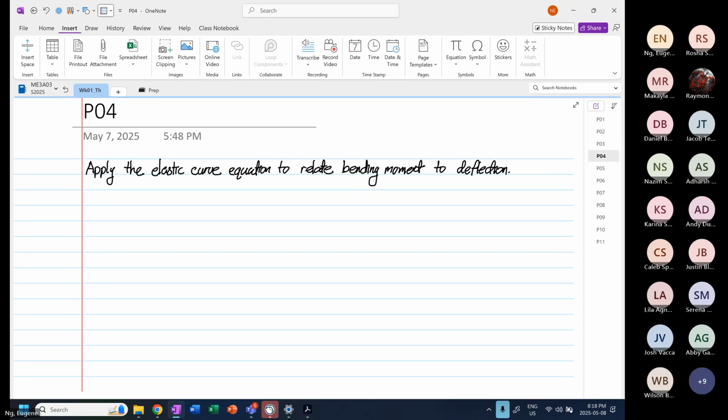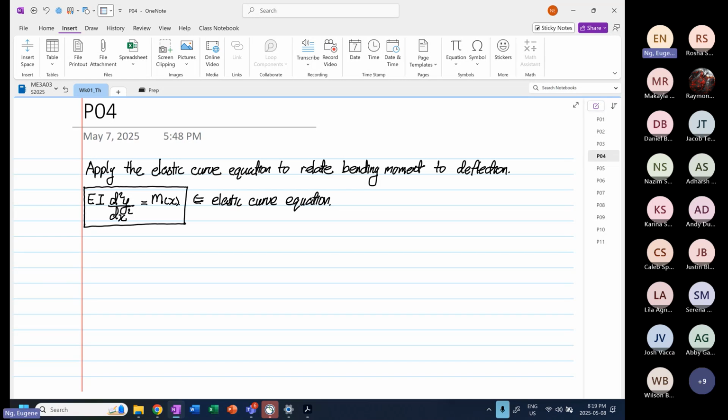So the elastic curve equation states that the Young's modulus and the second moment of area, multiplied by d squared y over dx squared, will be equal to the moment as a function of x. So this equation over here is what we call the elastic curve equation.